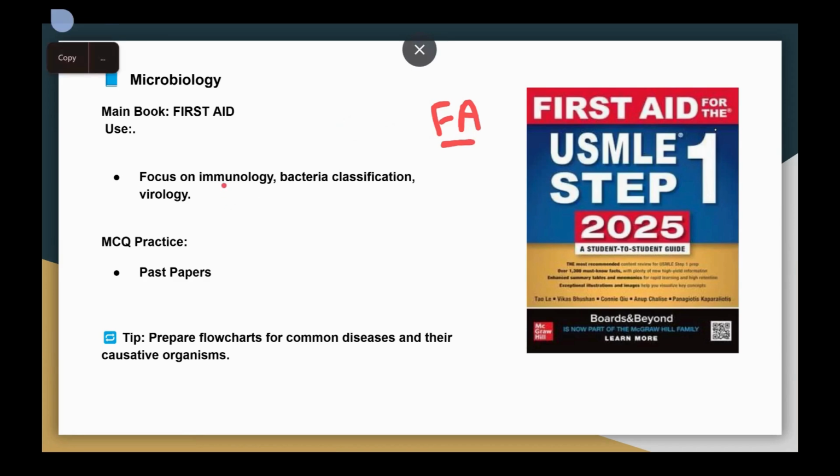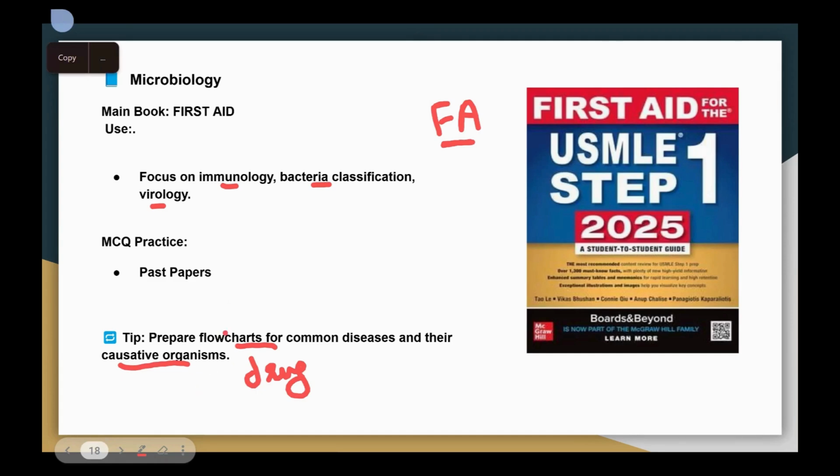So in this, focus on immunology, bacterial classification, virology, and also do the related pharmacology as well. So in this area, you will get two areas covered in the same chapter. Again, try to add flowcharts for common diseases, and specifically try to memorize the causative agents and the drugs which are used against them.